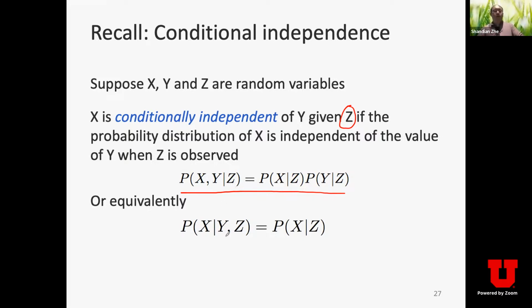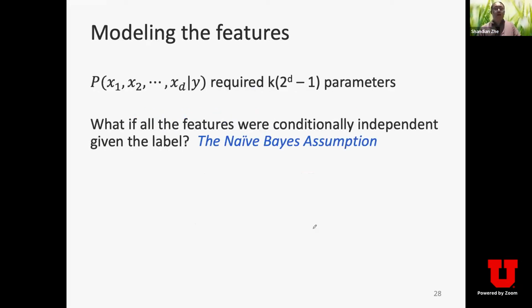And you can also equivalently write it in this way. That means conditioned on z and y, the probability of x is exactly the same as the probability of x conditioned only on z. Again, it's the same as the definition of independence, except that you're going to condition on a third random variable.